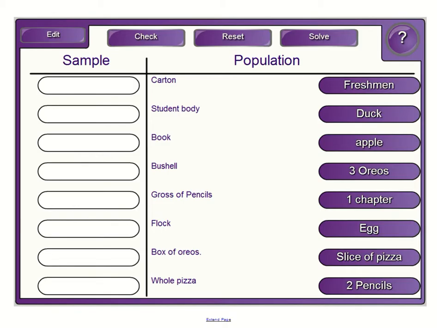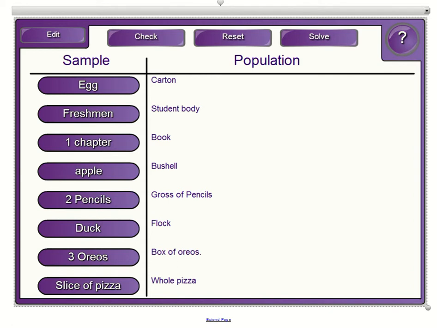So on this slide here, I have a bunch of blanks for samples. So what is the sample? And then listed right here are our populations. So cartoon, student body, book, bushel, gross of pencils, flock, box of Oreos, and whole pizza. So these are the populations. And which one of these answers over here would be the sample that goes with it? So quickly pause the video and try to identify those for each situation.